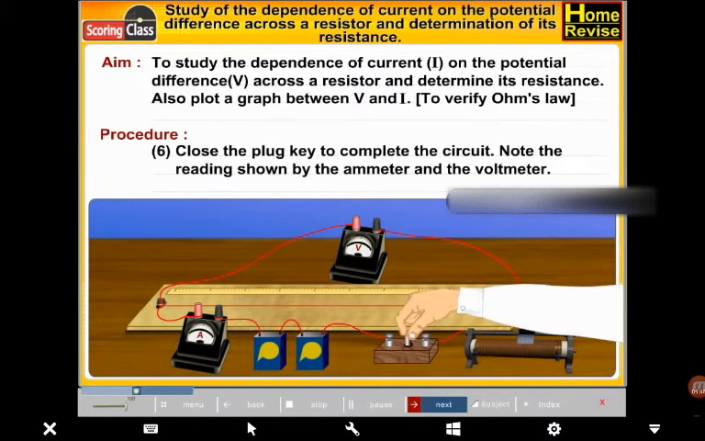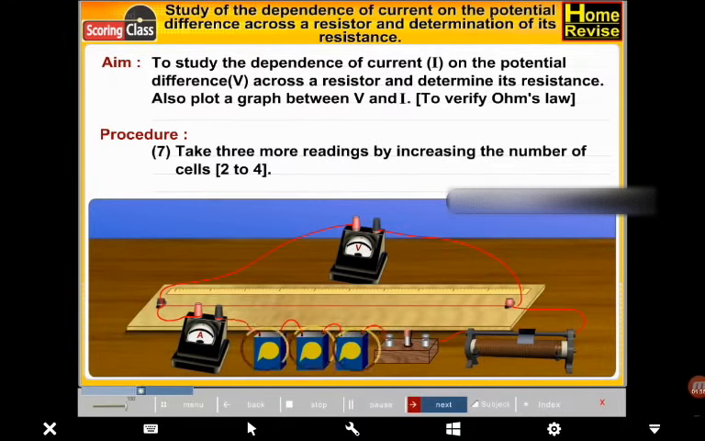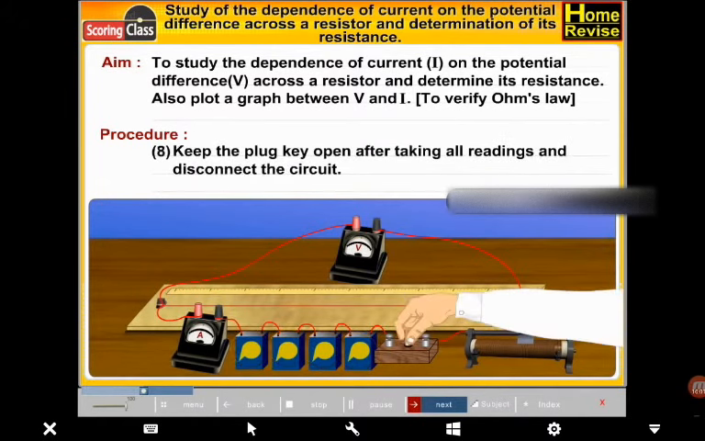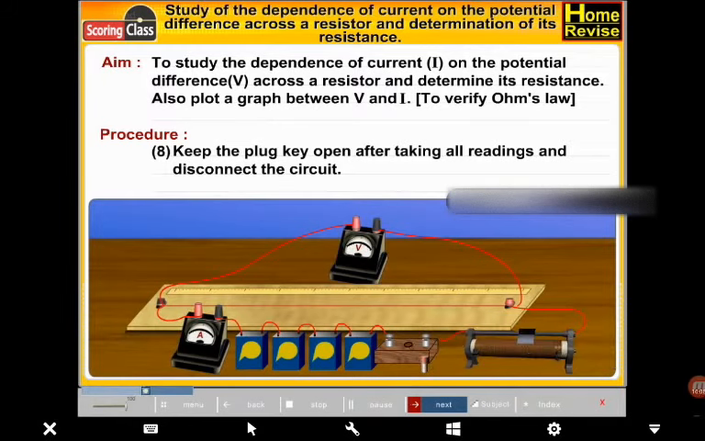Close the plug key to complete the circuit. Note the reading shown by the ammeter and the voltmeter. Take 3 more readings by increasing the number of cells from 2 to 4. Keep the plug key open after taking all readings and disconnect the circuit.